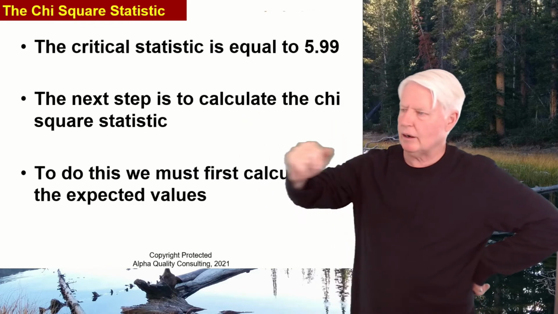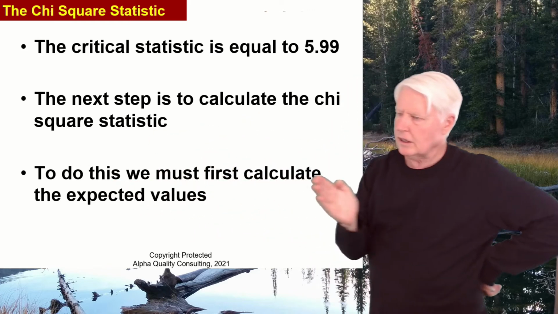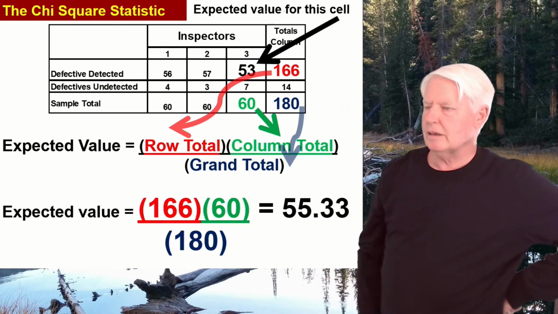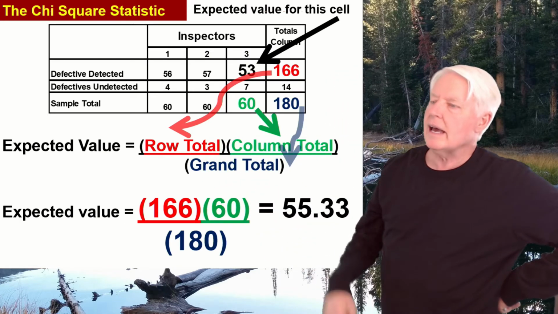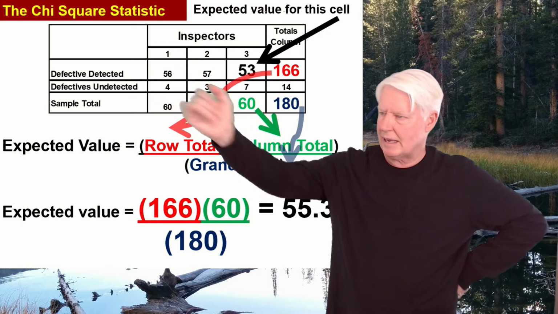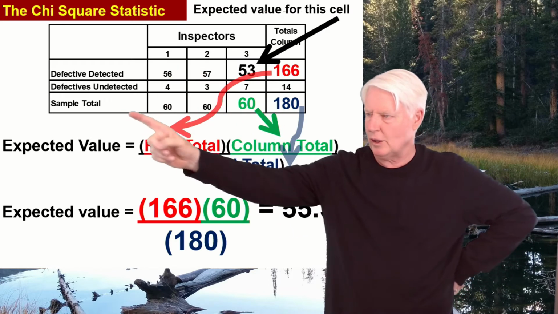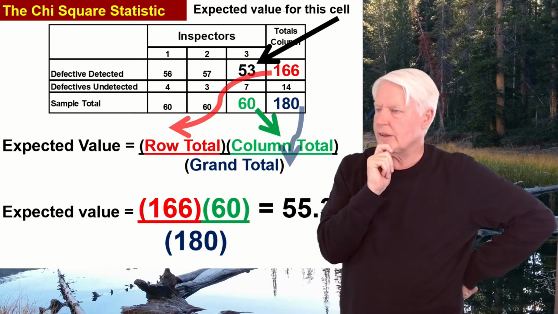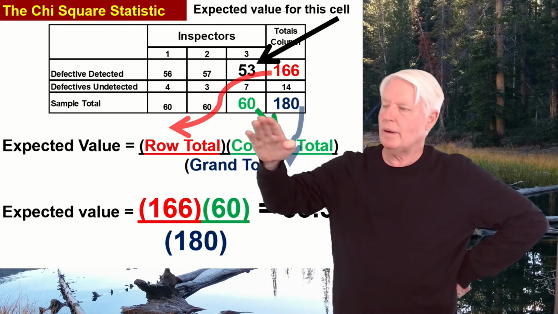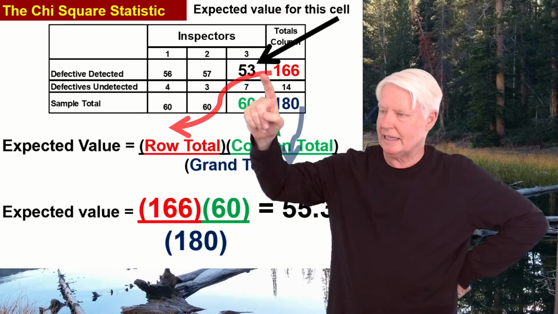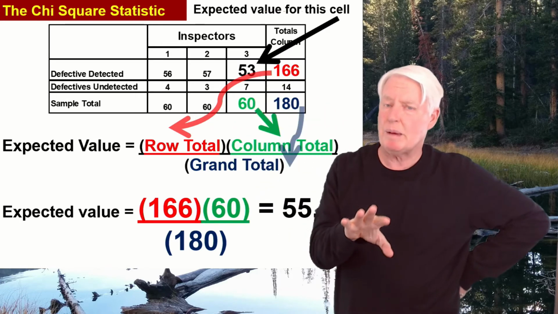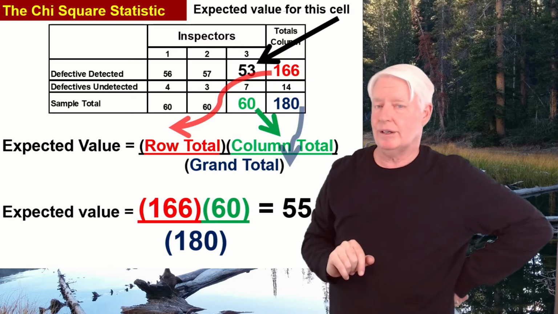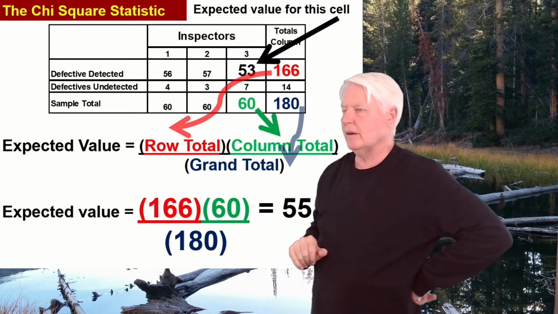But remember, the critical statistic is equal to 5.99. The next step is to calculate the chi-squared statistic. To do this, we must first calculate the expected values. Here's the formula for the expected values. Now the expected values will be the same across all these because this bottom row has the same total number. And when they're all the same number, you could just take the average of all these. When it says expected value in statistics, that's usually what they mean, the average.